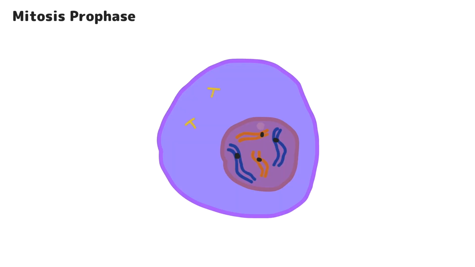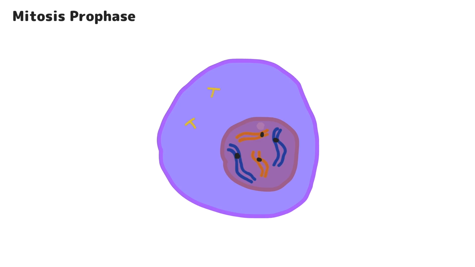Now let's explain mitosis. Mitosis consists of 4 phases: prophase, metaphase, anaphase, and telophase. We also have cytokinesis, which is not part of mitosis and will be explained shortly after. Let's start with the first phase, the mitosis prophase.